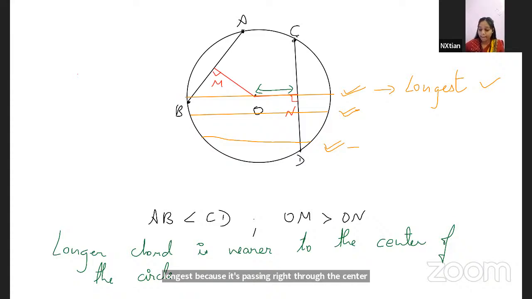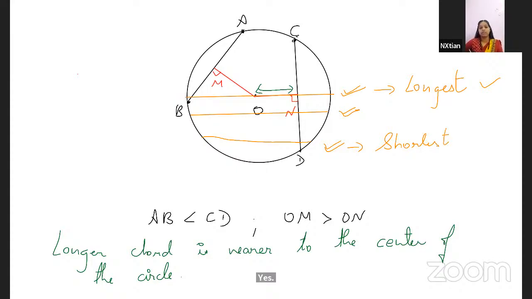Yes, the diameter is the longest chord and always passes through the point O. Now, is this clear to you, the diagram and the explanation?